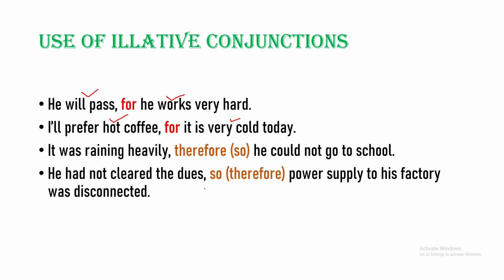He had not cleared the dues, so power supply to his factory was disconnected. Power supply to his factory was disconnected. What is the reason, the evidence? There is need of one evidence. The evidence is he had not cleared the dues. So or therefore, one conjunction, that is the illative conjunction, used to express an inference. Understand? That's it for this one.